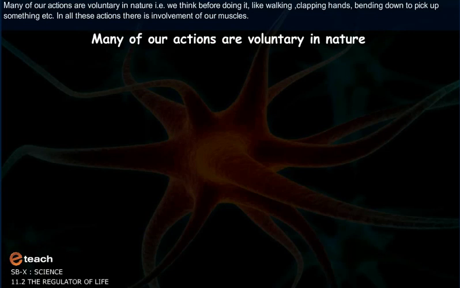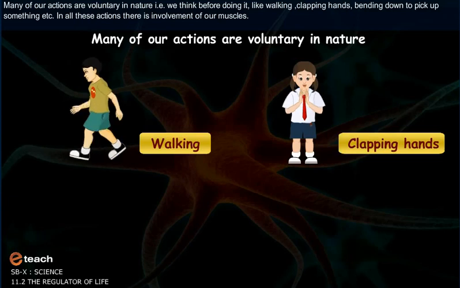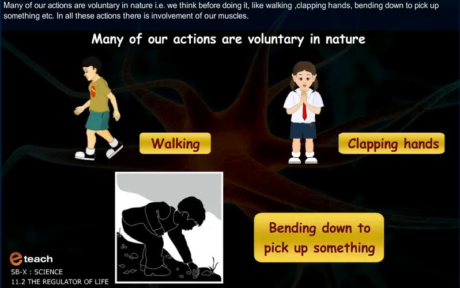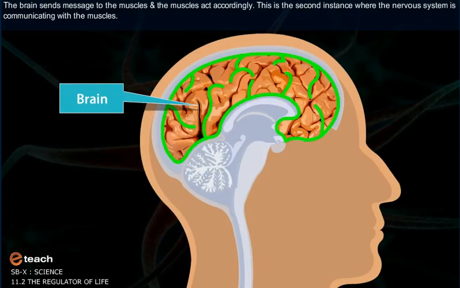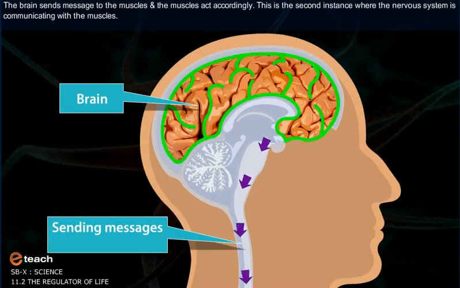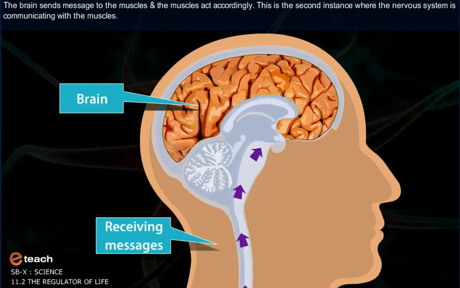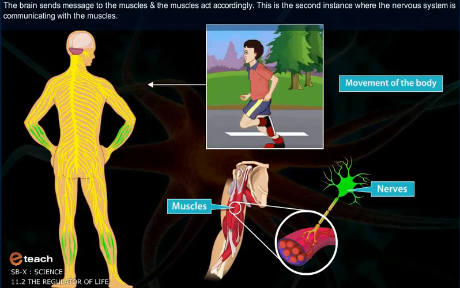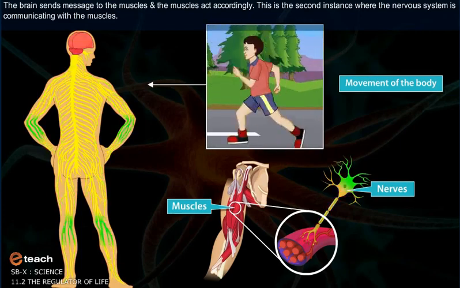Many of our actions are voluntary in nature, that is, we think before doing them, like walking, clapping hands, bending down to pick up something, etc. In all these actions, there is involvement of our muscles. The brain sends a message to the muscles and the muscles act accordingly. This is the second instance where the nervous system is communicating with the muscles.